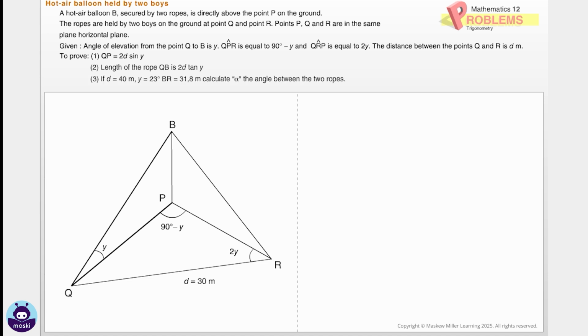If d equals 30 meters, y equals 35 degrees, BR is equal to 38,5 meters. Calculate alpha, the angle between the two ropes.